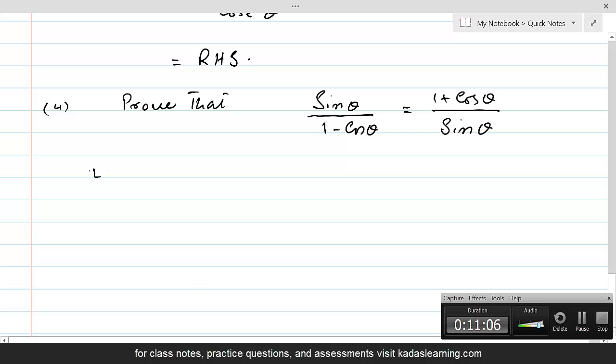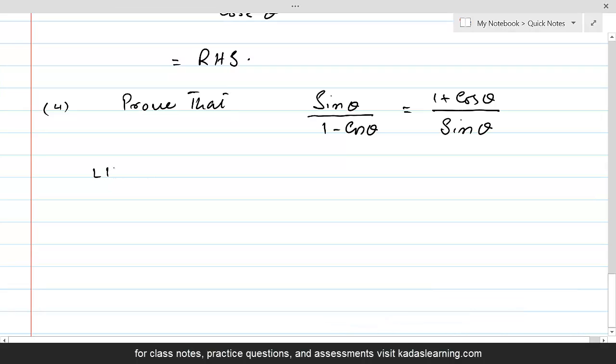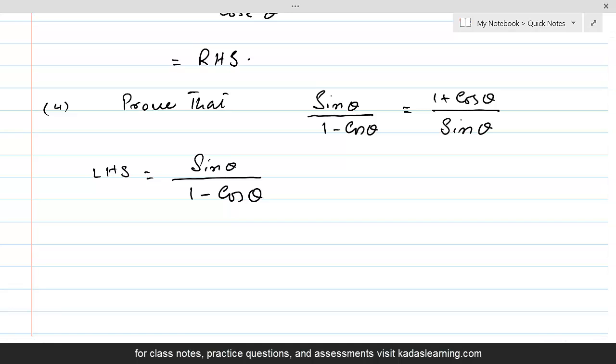Left hand side is going to be equal to sine theta over 1 minus cos theta. And in simplification, a technique called rationalization. The way rationalization works, it only works on expressions where the denominator has two terms. By changing the sign in the middle, we multiply and divide. This is what is called rationalization. So let us rationalize this.